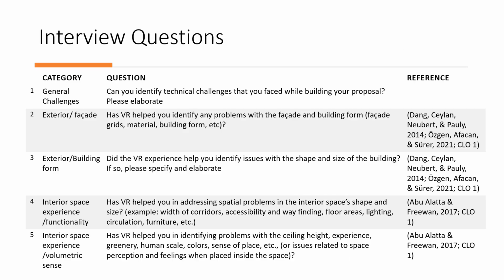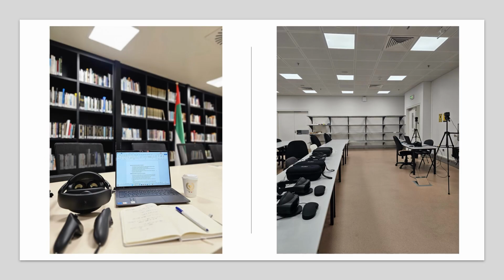And these are some questions that we have asked the students, mainly about the general challenges, about the exterior facade, exterior building form, interior space experience with functionality, and also the interior space experience and volumetric senses. Of course, this study now is extended to more details in terms of integration of even mechanical systems, but as a first step we have been just concentrating on these 5 categories.